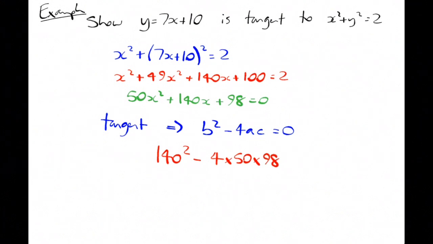Quick check with that. 14 squared is 196, so 140 squared is 19600. Minus 4 times 50, 200, times 98, is 19600. Equals 0. Therefore, it is tangent.